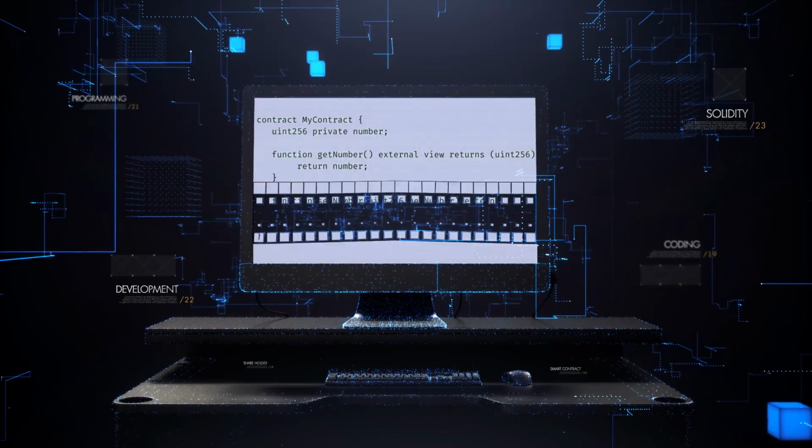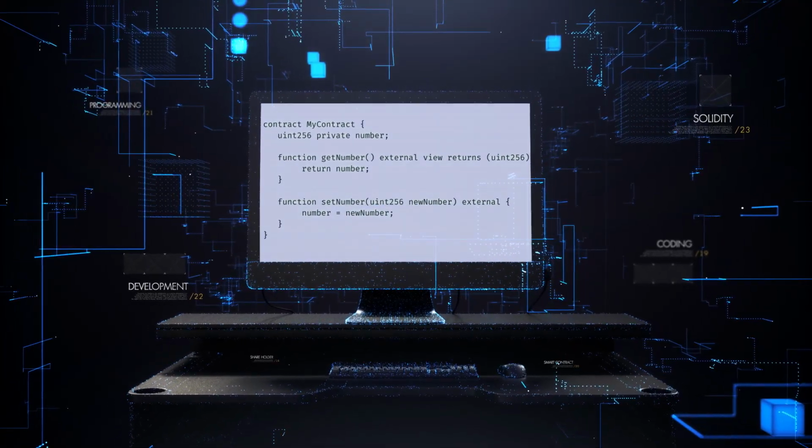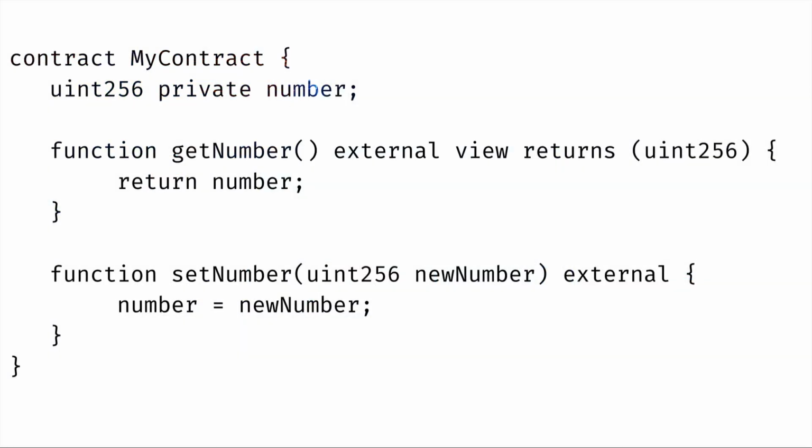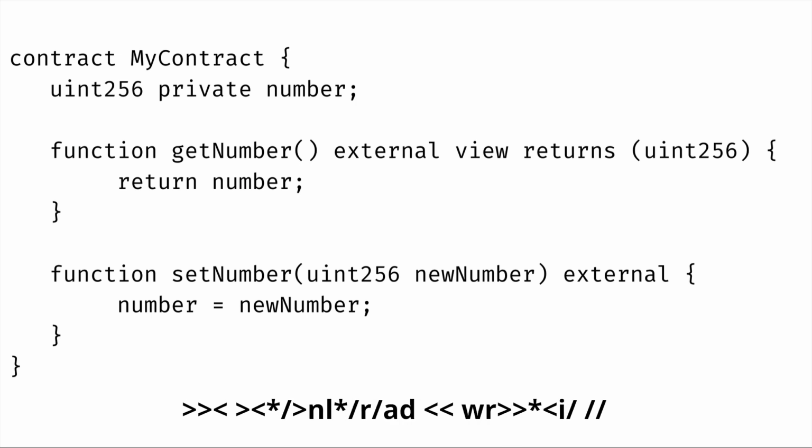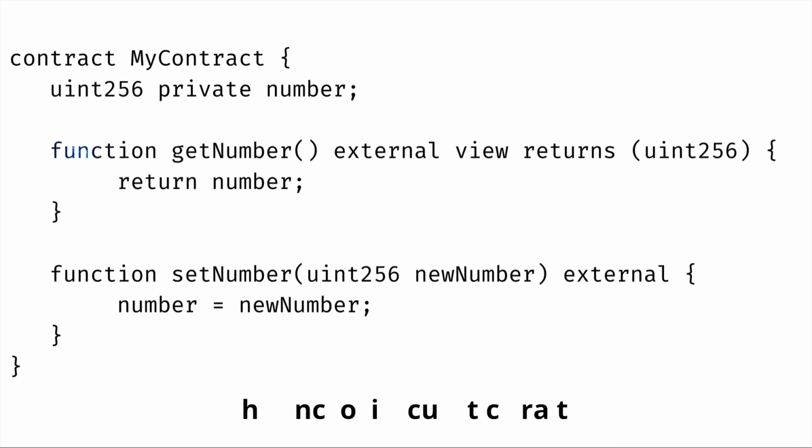So here you can see a small contract just storing a number. We declare state variables at the top of the contract. And just like functions, they can be private or public. Not external though. When a state variable is private, you can only read or write it from a function in the current contract. So either you read it with something like getNumber or write it with setNumber.